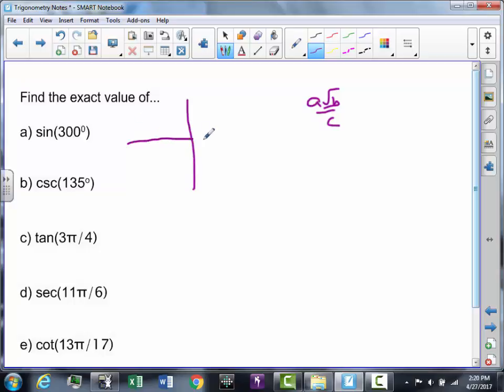Where is 300 going to be? Which quadrant? Yeah, sitting down here, right? The reference angle here would be 60 because there's 60 degrees left over. It'd be a 30 degrees right there. 300 comes all the way around like that, the one we're looking for.